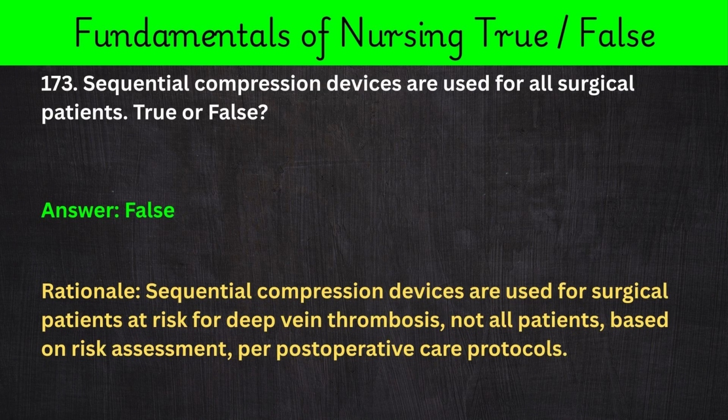173. Sequential compression devices are used for all surgical patients. True or false? Answer: false. Rationale: sequential compression devices are used for surgical patients at risk for deep vein thrombosis, not all patients, based on risk assessment, per postoperative care protocols.